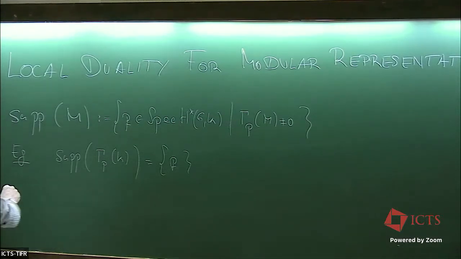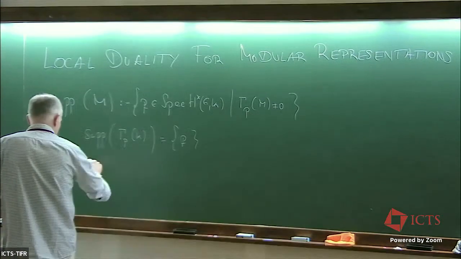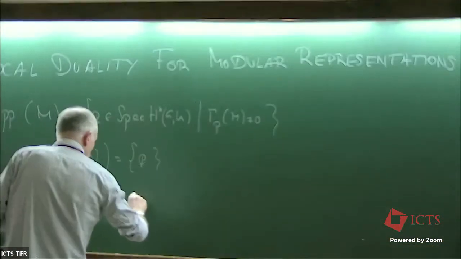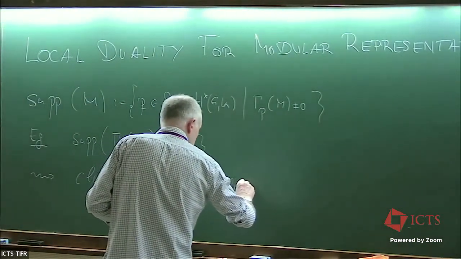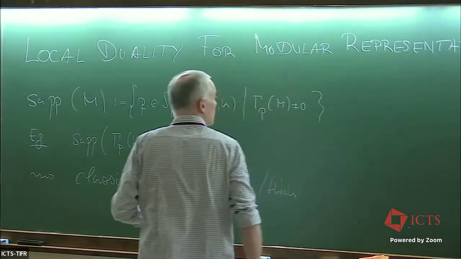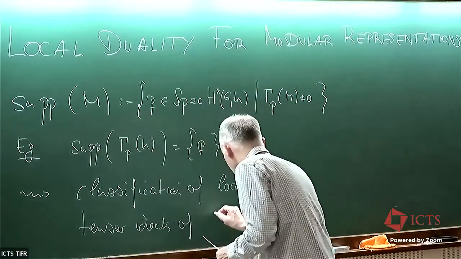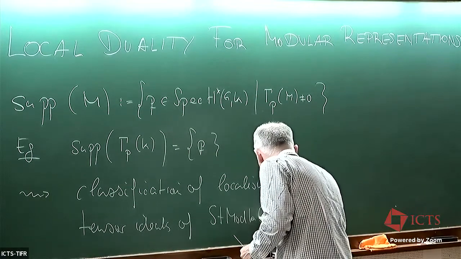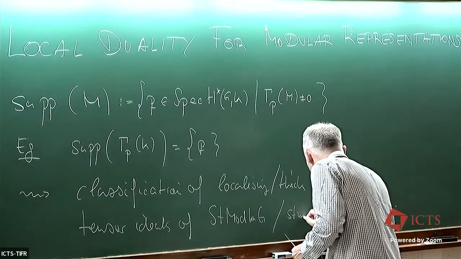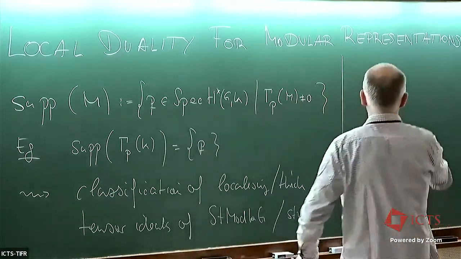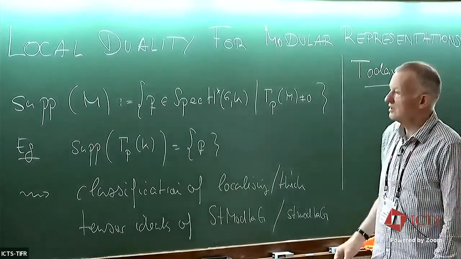So what else? What we actually gained, I mean, why did we look at the support? We get a classification of all localizing and thick tensor ideals of the stable module category. So that was our goal last time, classification of localizing and thick tensor ideals of the big stable category, but we had also a statement for the small stable category. Okay, and today we want to discuss local duality.